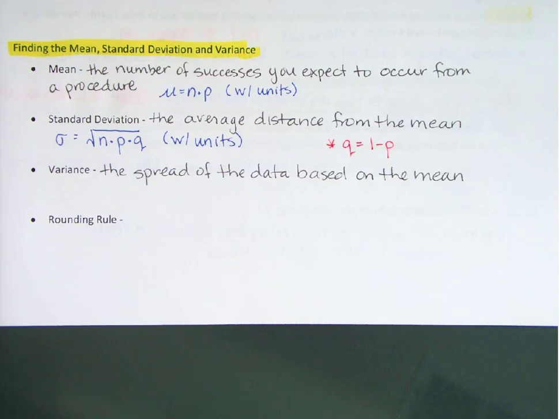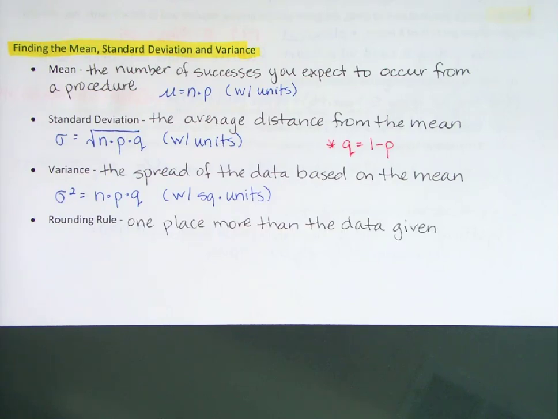Variance is defined by the spread of the data based on the mean. Variance is sigma squared, and if we square both sides of our formula for standard deviation, we will then remove the square root symbol. So our variance is just the product of n times p times q, but now with the addition of square units. Our rounding rule still holds as one place more than the data given.